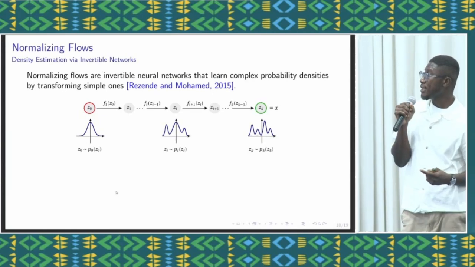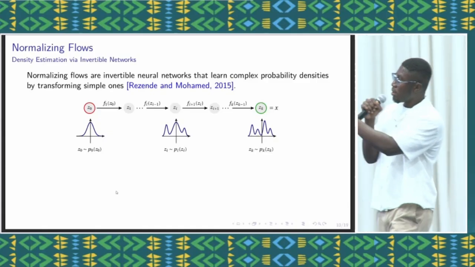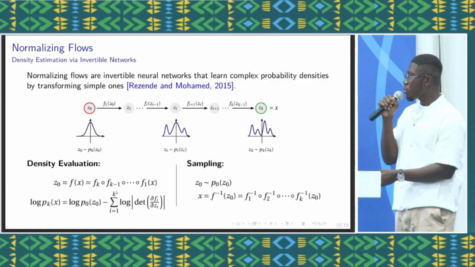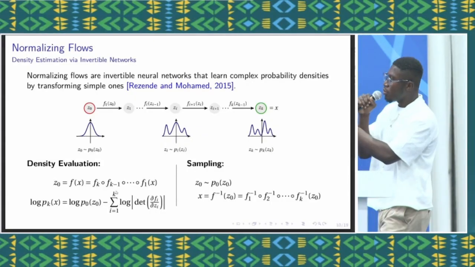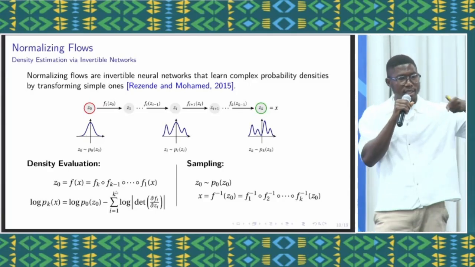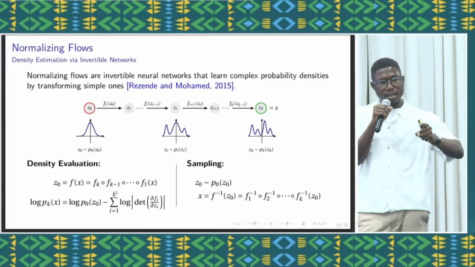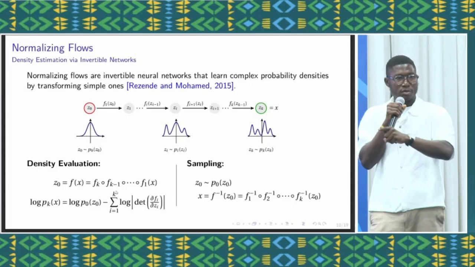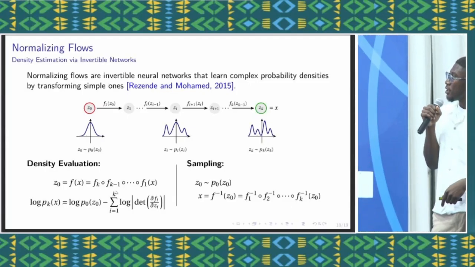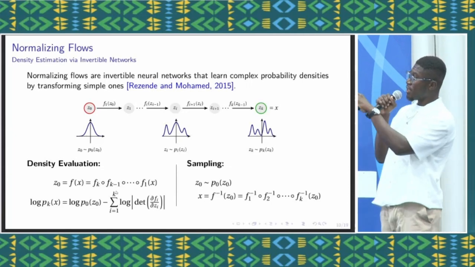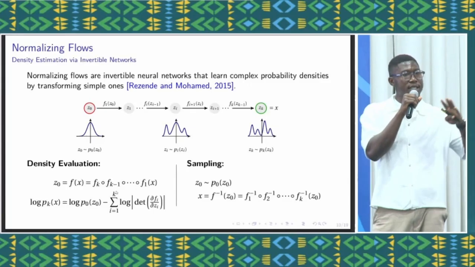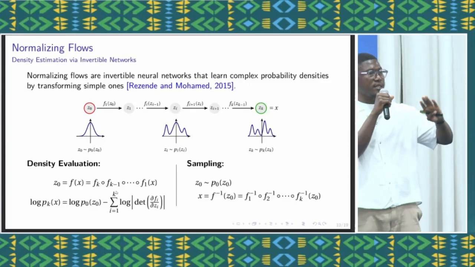But the transformation must be invertible because to generate a new sample, we start by generating a sample from the simple density, then we transform it through the inverse of the transformation to get a new observation. And also, we can see here that since the transformation must be invertible, the input and the output space must be the same size.